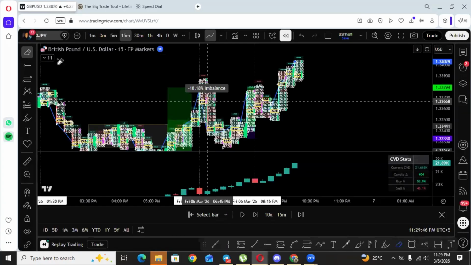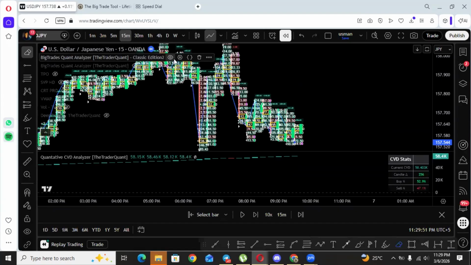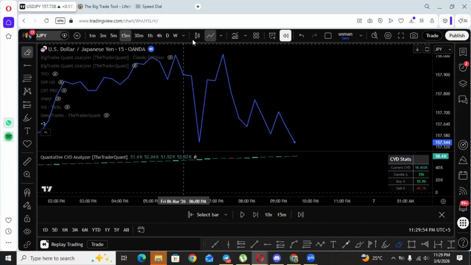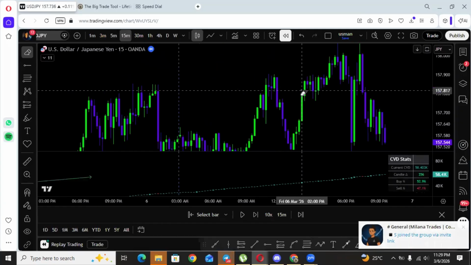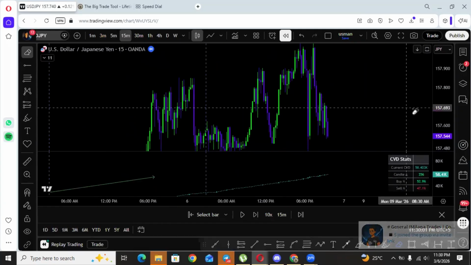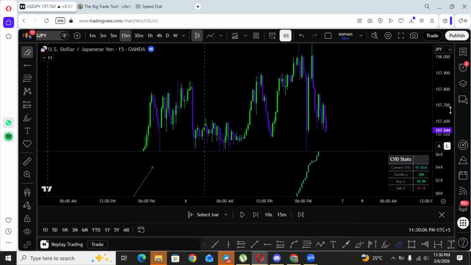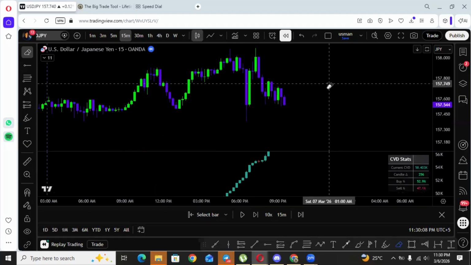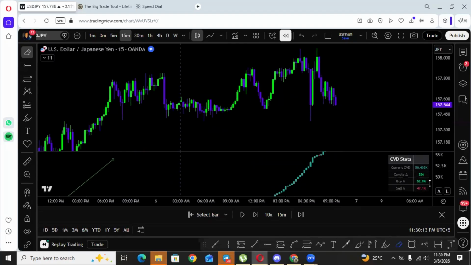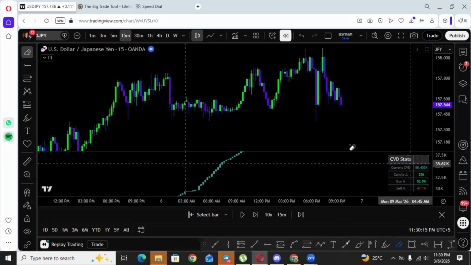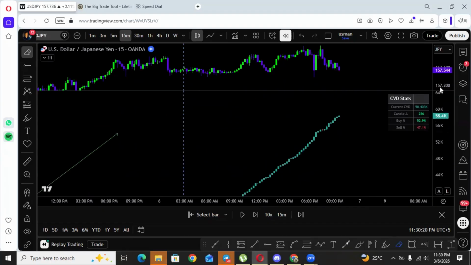Okay, so let's turn this off. Let me turn this off. Remove the noise. Go to this chart. This is USD JPY. So if you would have traded this pair today, how would you have traded this?